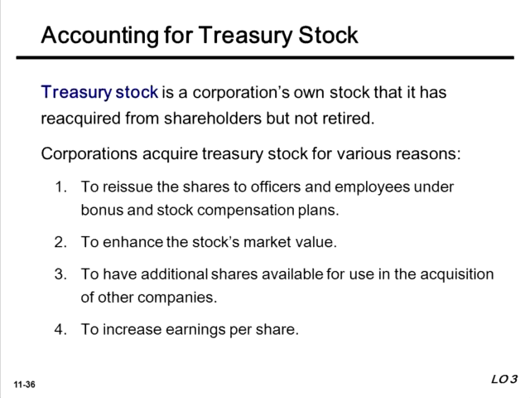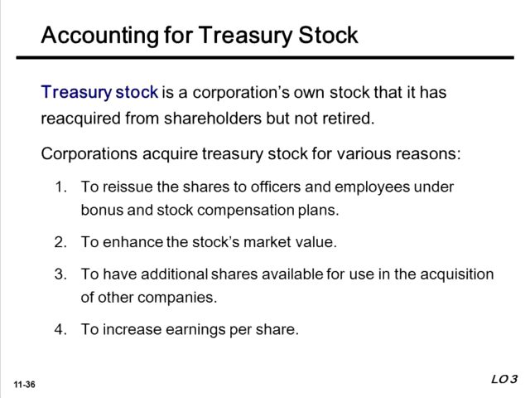So one is to reissue the shares to officers and employees under bonus and stock compensation plans to enhance the stock's market value. So that goes along with the law of supply and demand. If we reduce the supply by buying back shares, hopefully it will put upward pressure on the price. And then the corporation would reissue shares at that higher price, and their total paid-in capital would increase.